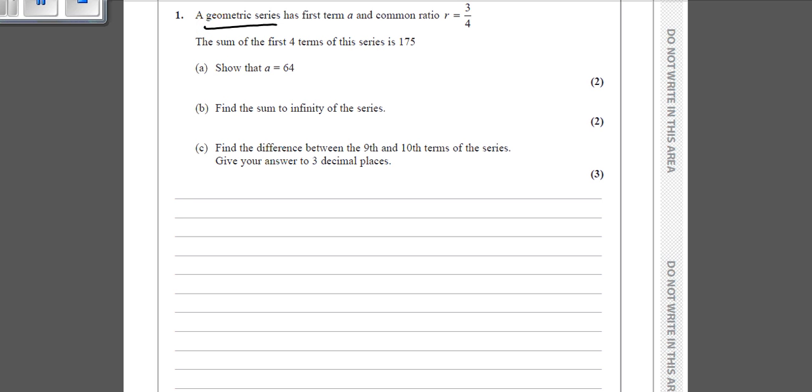Now, geometric series, there's a couple of things to remember. First of all, that any term is going to be ar^(n-1). That's to find any term in the sequence. Then there's another thing to remember, which is the sum of the series, which is a(r^n - 1)/(r - 1). And we tend to use this one if r is bigger than 1.